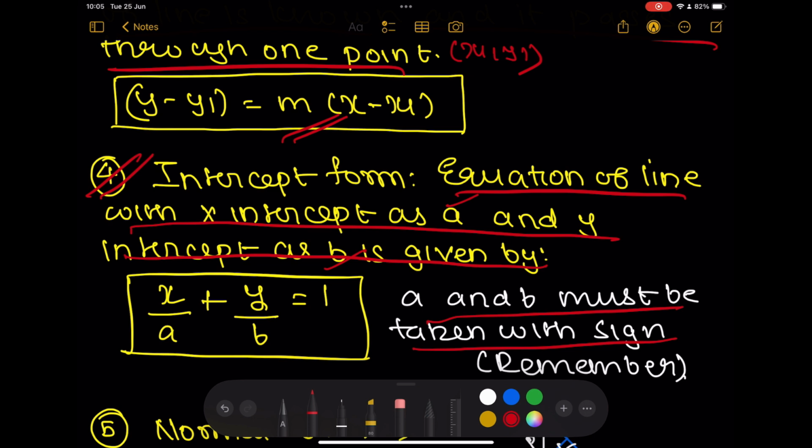I remember in one of the tests which was given to me in Fiitjee, I made a mistake because I did not take the intercept with sign. I had to use this intercept form x/a + y/b = 1, and instead of taking b as -2, I took b as 2.